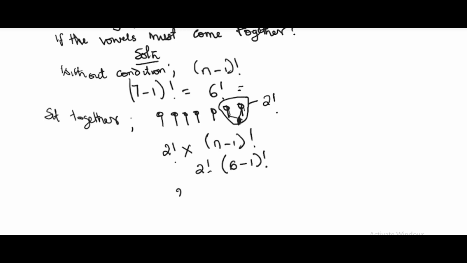So we'll have 2 factorial times 5 factorial, which is the same thing as 2 times 5 factorial. Now, I believe that you know that you can multiply this. This is not 5. It is 5 factorial. 5 factorial is 120. Right? Okay, so you have 240 ways.